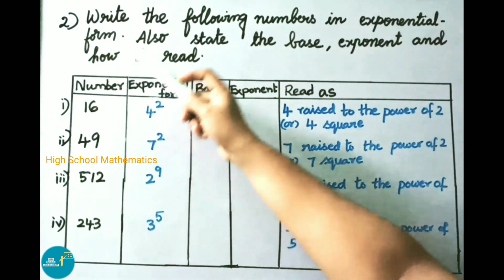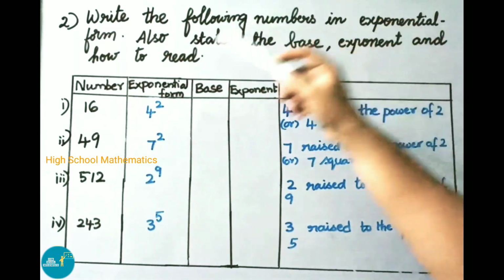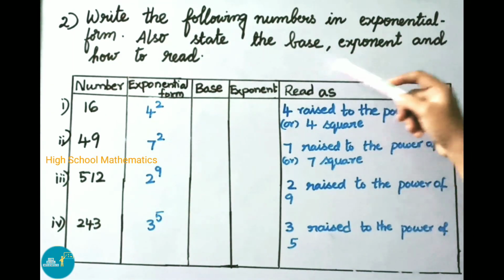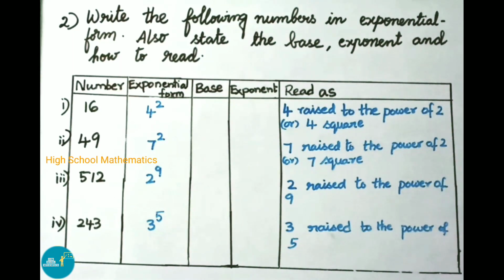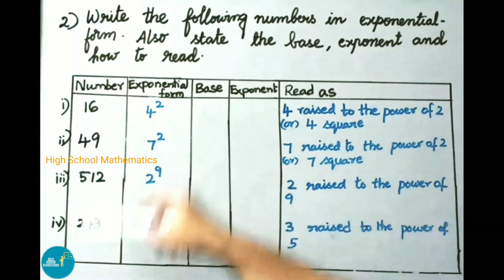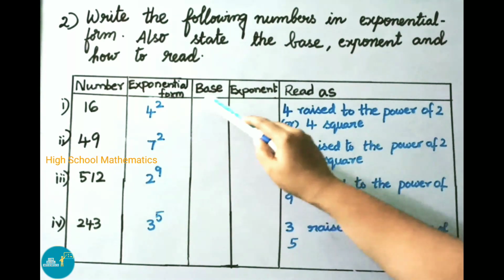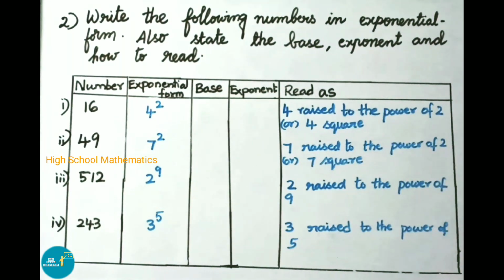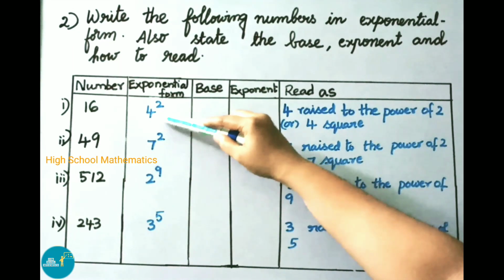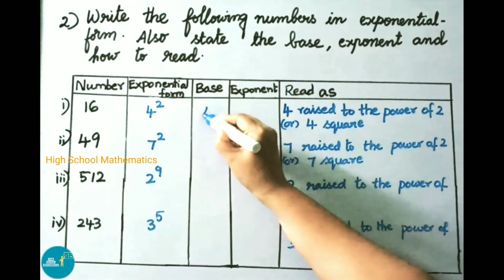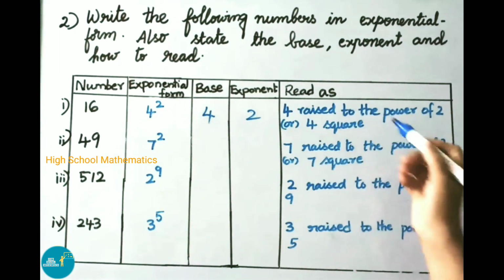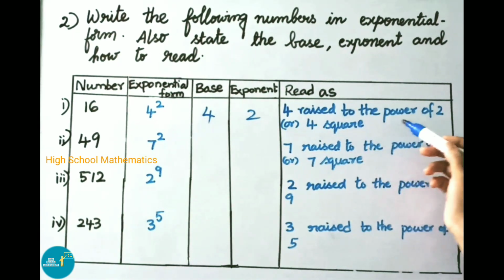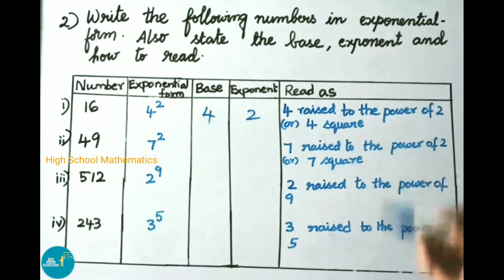Now question number 2. Write the following numbers in exponential form. Also state the base, exponent and how to read. In the given question they have given numbers. We have to write the exponential form, base, exponent and how to read. Now the first one is 16. 4 4s are 16. So it can be written in exponential form as 4 power 2. Here base is 4 and exponent is 2 and we can read it as 4 raised to the power of 2 or 4 square.